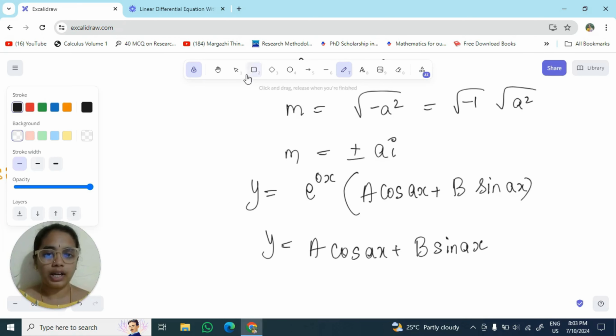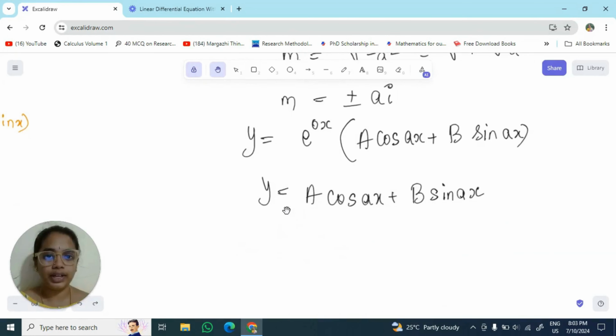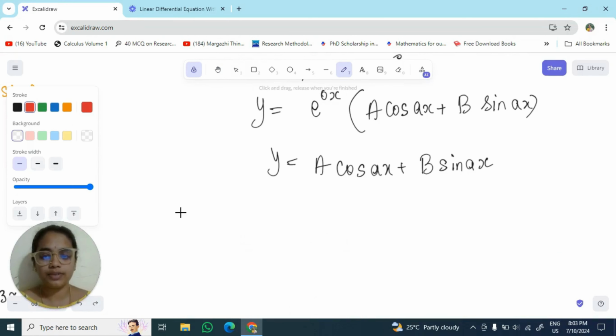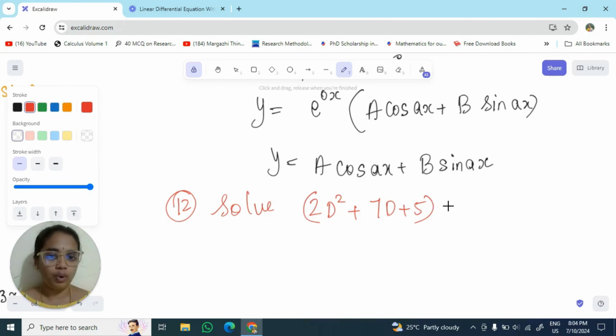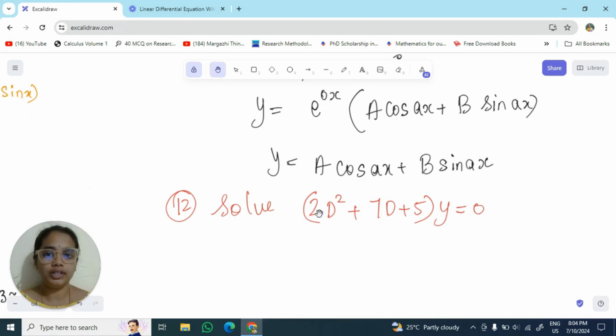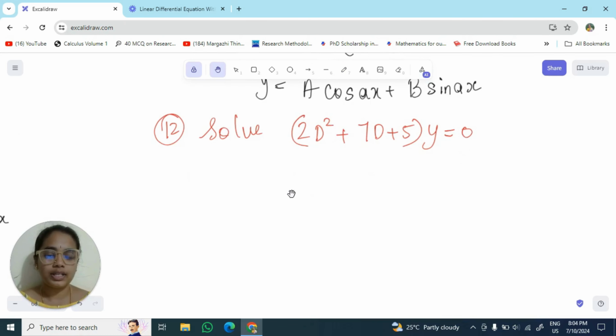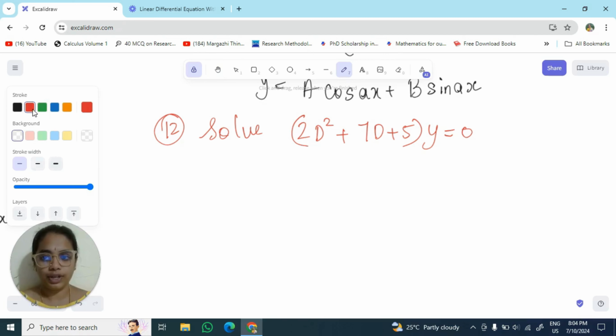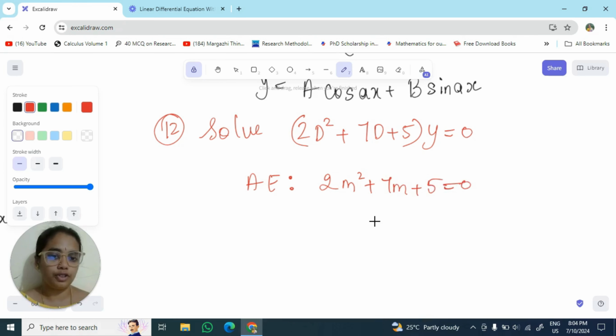Okay, let us solve one last question, the 12th one, that says solve (2D square plus 7D plus 5) y equals 0. Yes, so how do we solve this equation? Clearly, let me write the auxiliary equation. Replace D with m, we get 2m square plus 7m plus 5 equals 0.